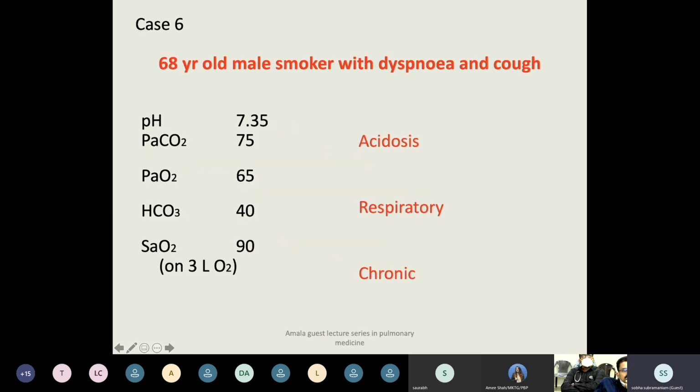So another patient, a 68-year-old male smoker who has come with dyspnea and cough. The pH is 7.35. So there is only minimal change in the pH. So it is chronic acidosis. PaCO2 75 is the culprit. So it is chronic respiratory acidosis. You will treat the patient before jumping into putting the patient on BiPAP. If the patient is improving, you may get away without using BiPAP.